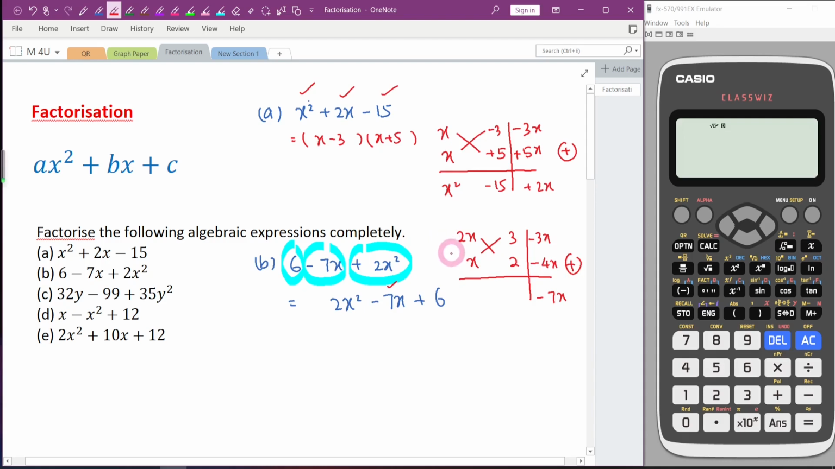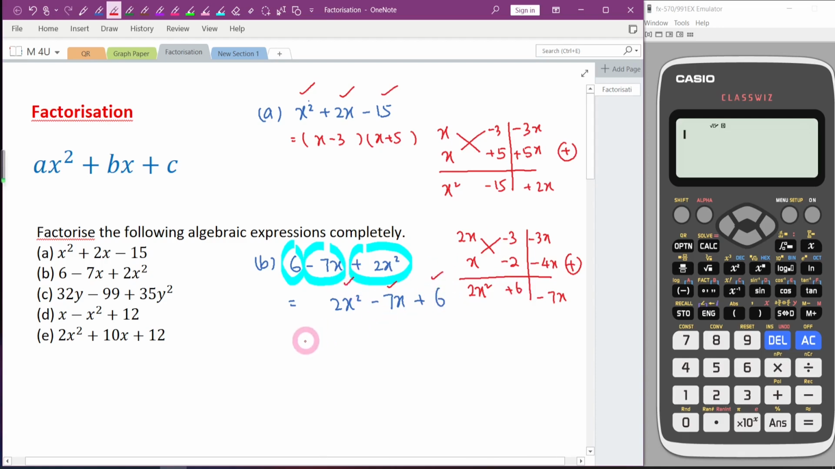If the front here is positive, to determine the sign in front of 3 and 2 is actually very easy. This is negative, here we just copy. This is negative, we just copy. Okay, let's double check it again. 2x times x, we will get 2x squared. Negative 3 times negative 2, we will get positive 6, right?